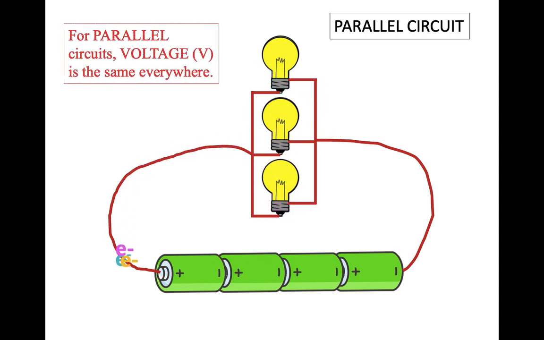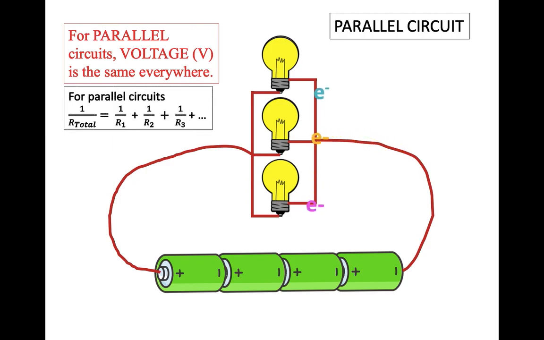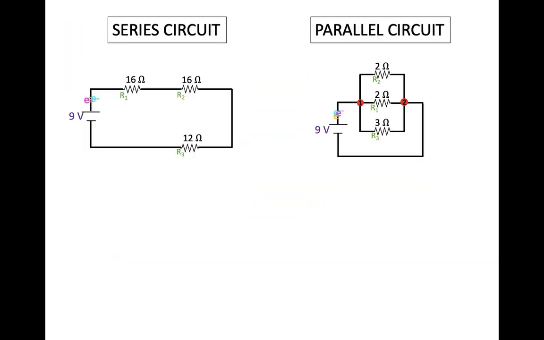Okay? And for parallel circuits, it's the voltage that's the same everywhere. So in this case, each of these light bulbs would experience the same voltage, which means the same pressure pushing the electricity through it. Okay? And to find the total equivalent resistance in a parallel circuit, we can't just add them up. We have to take the reciprocal of the sum of the reciprocals of all the resistances. And then, of course, we can still use Ohm's law to figure out what the voltage, the current, or the resistance is.